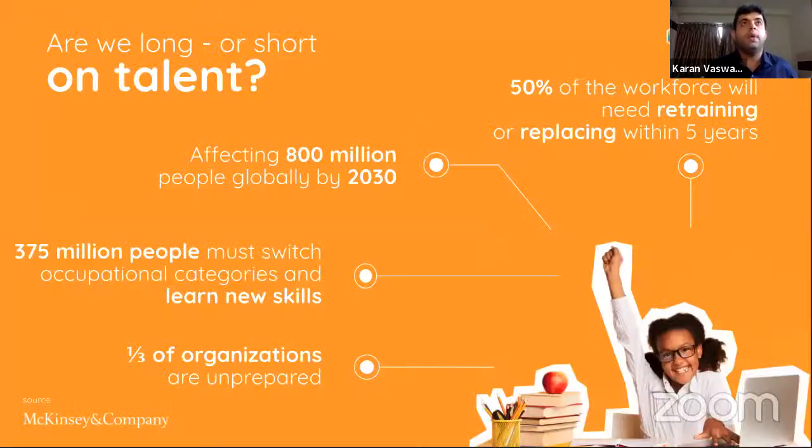So are we long or short on talent? 50% of the workforce will need retraining or replacing within 5 years. And this is currently affecting 800 million people globally by 2030, which is not too far away. And 375 million people must switch occupational categories and learn new skills as well. What research also shows, continuing from the McKinsey research, is that almost 1/3 of organizations are unprepared to upskill and reskill their workforces.